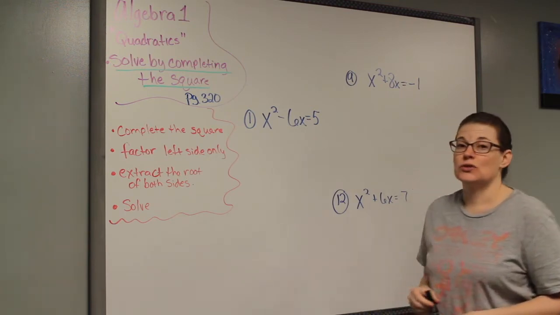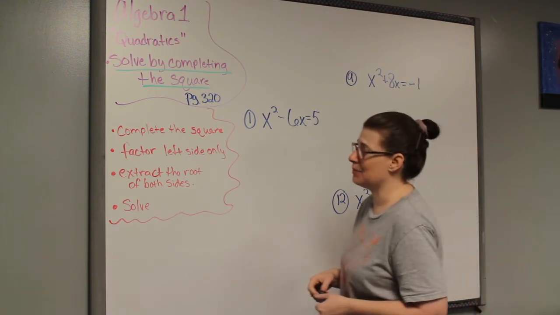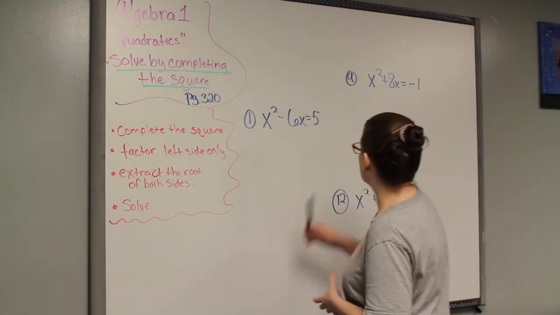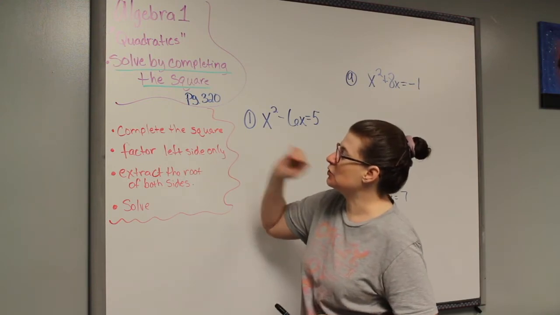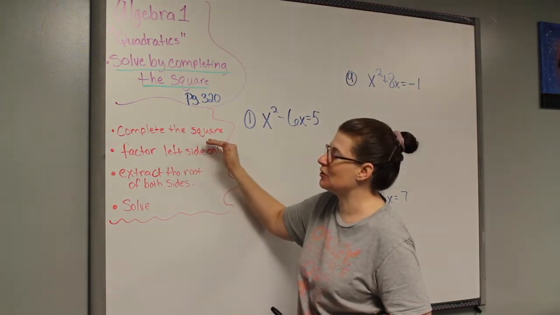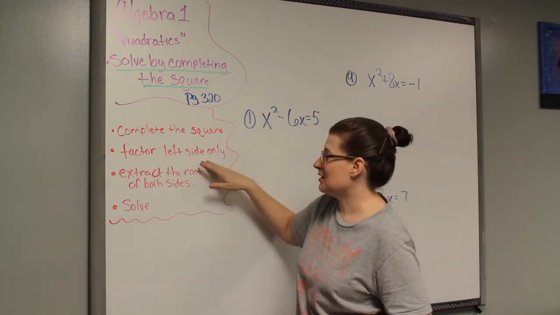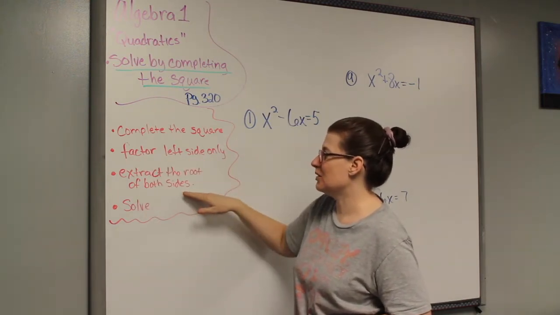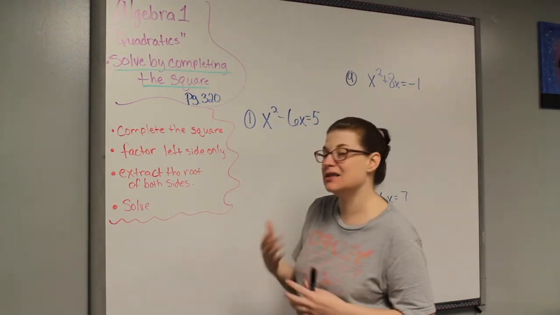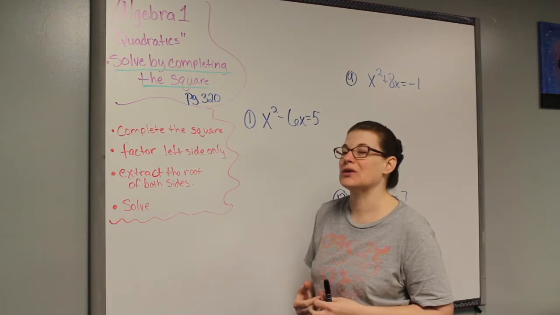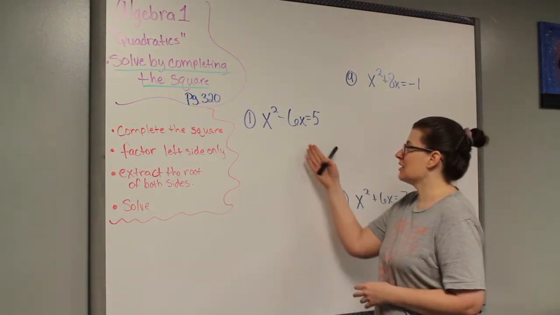We are on page 320 if you're in my class. And I believe I assigned 1 through 12, and I have 3 examples here for you. You will complete the square like we did yesterday, though there's a little tweak to that. And then you will factor the left side only, and then you will extract the roots of both sides, which would be like take the square root of both sides, and then you'll solve. Most of these will end up with radicals in them. That is okay. So let's look at number 1.